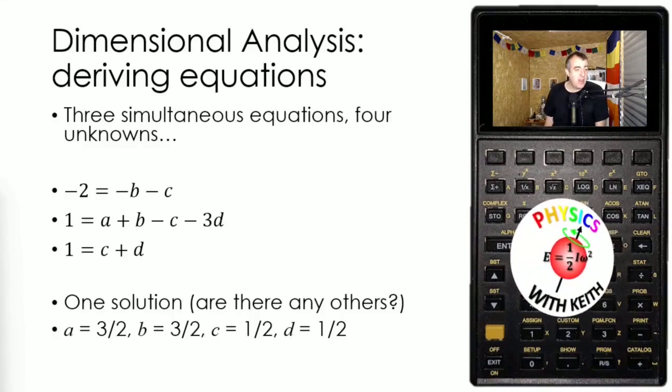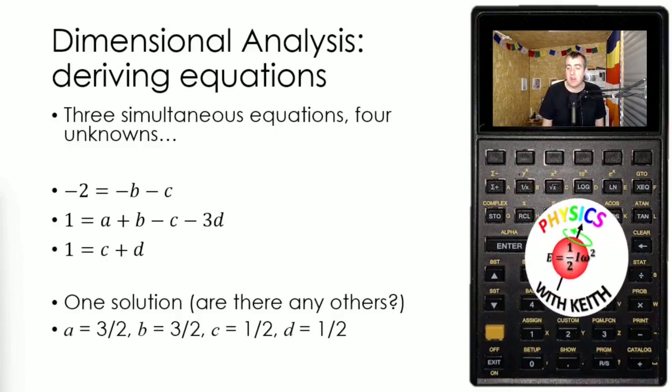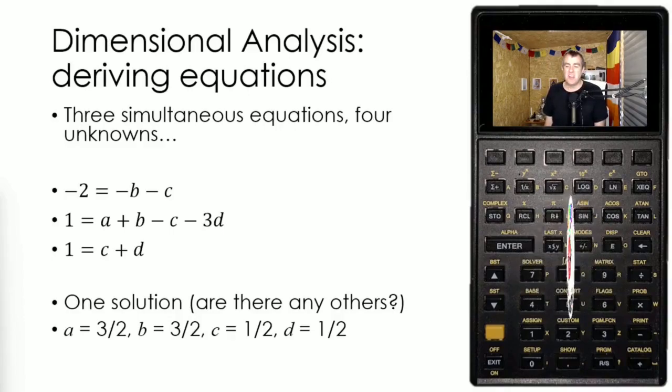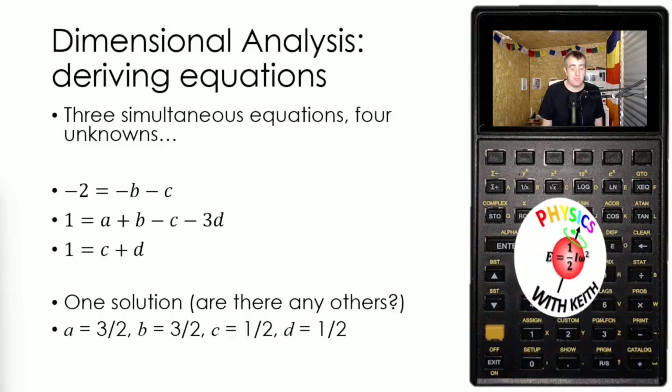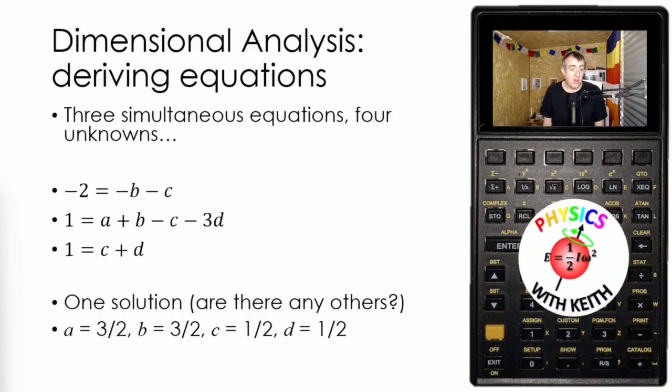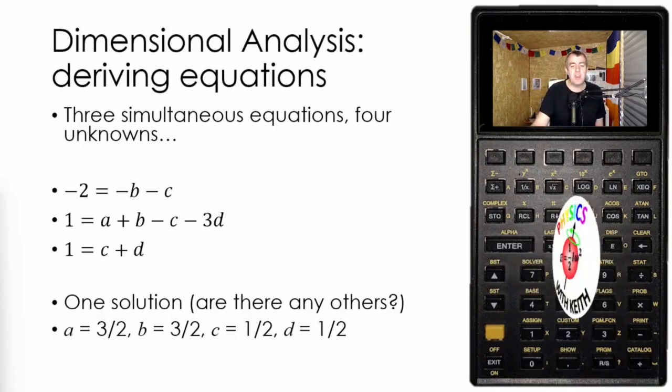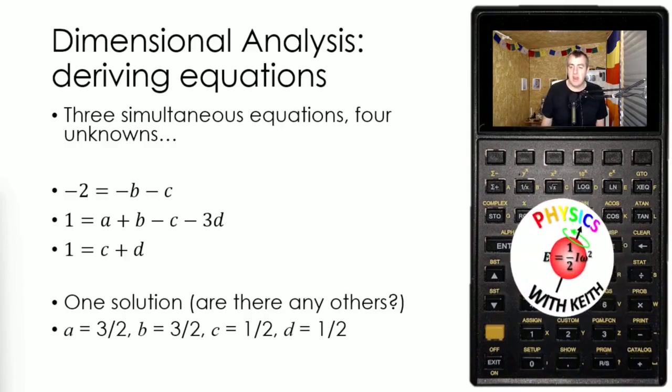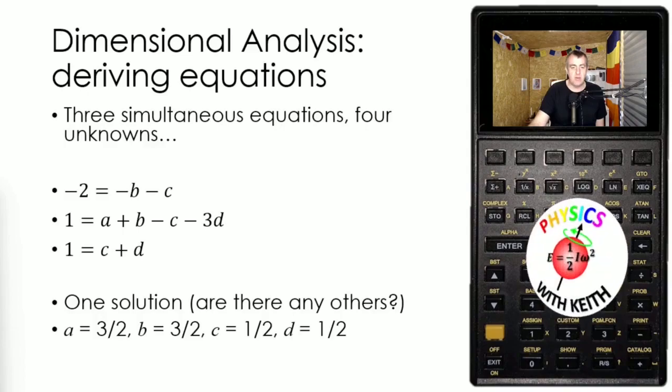Or we might start from the third equation there. 1 equals c plus d. Well, maybe c and d are just a half each. That would work. Why not? So we can try some things. We can get a solution by doing that, which you can see we've got there.